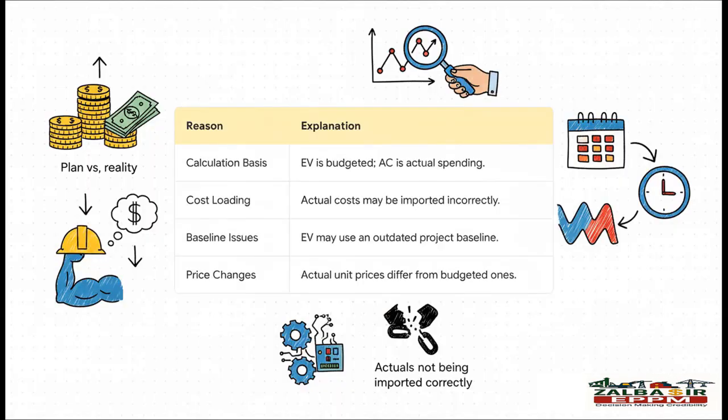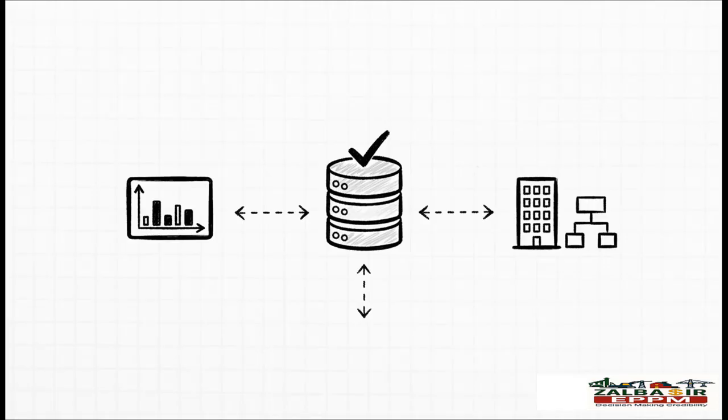So when you see a difference, it almost always comes down to one thing: plan versus reality. Maybe the price of steel went through the roof, or maybe your labor costs were way higher than you budgeted. It could also be a data problem, like your actual costs weren't imported correctly, or you're measuring your performance against an old, outdated baseline.